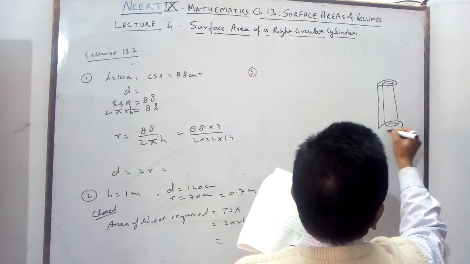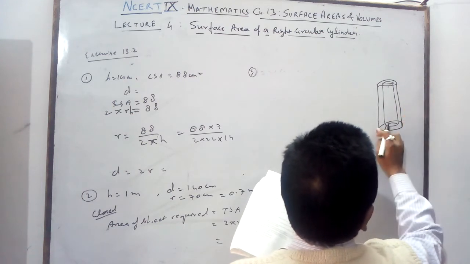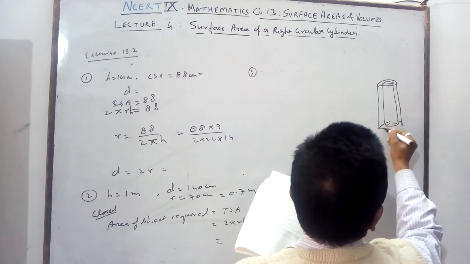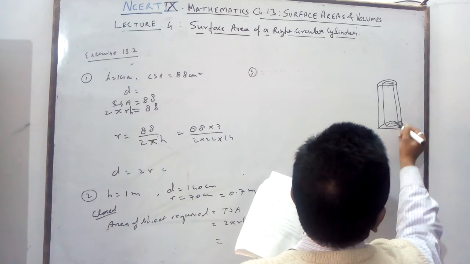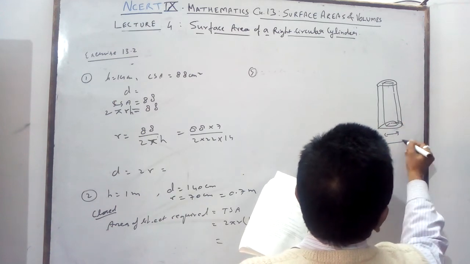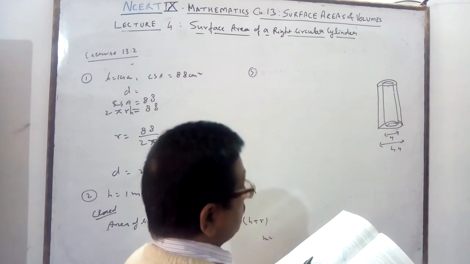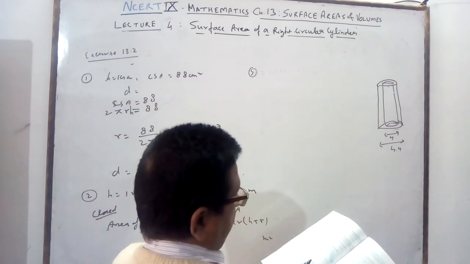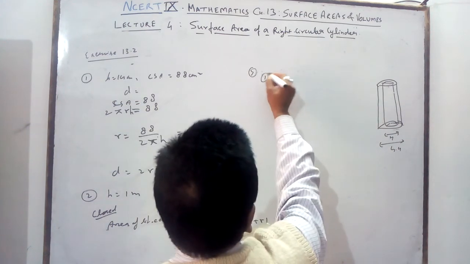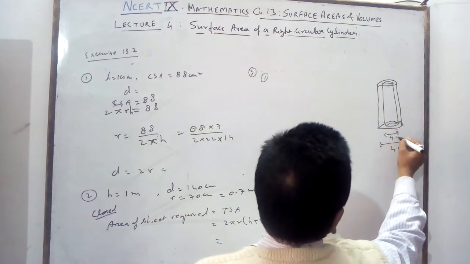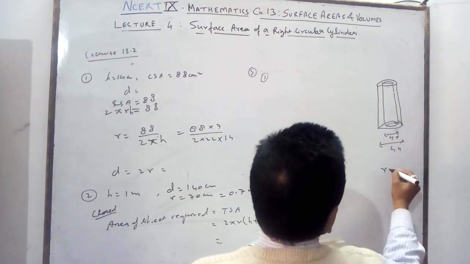Its interior diameter and exterior diameter are given. What is given? Interior diameter and exterior diameter, 4 and 4.5. It is given 4.4. Find its inner surface area.